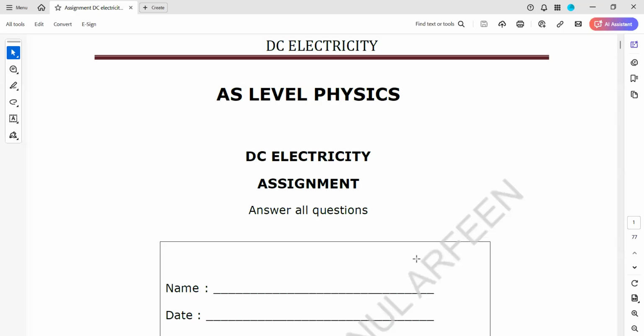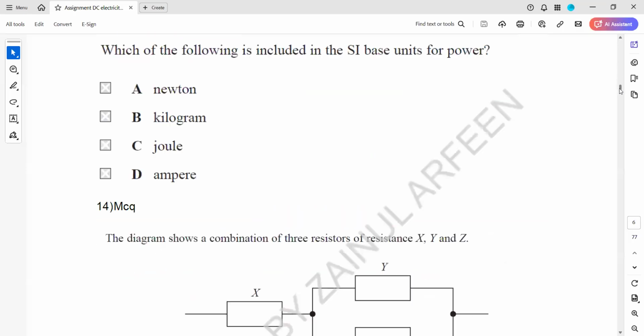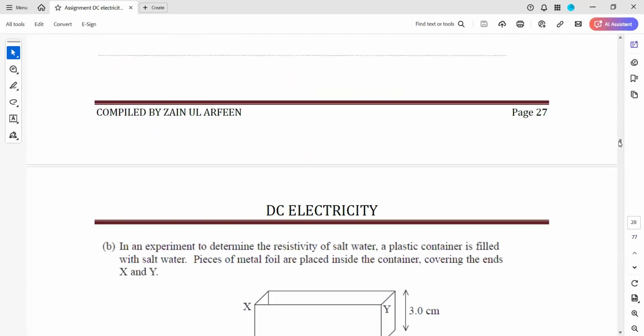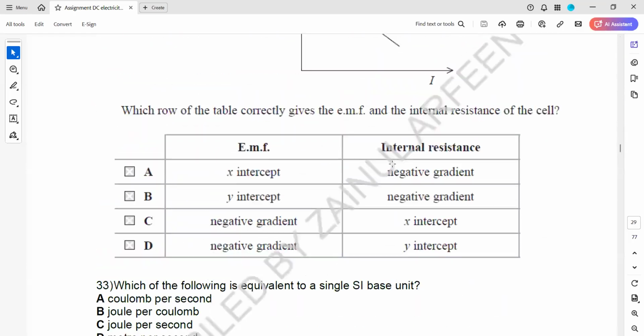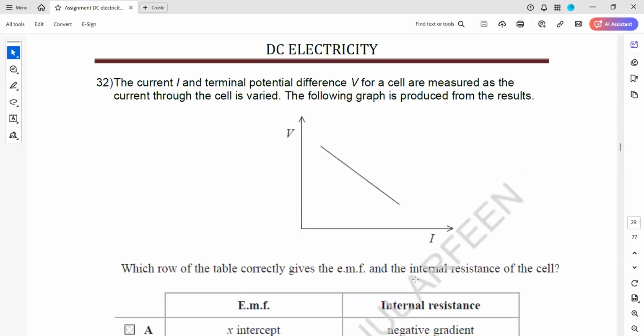The exercise is related to the set 2 exercise on DC electrical circuits. This exercise has MCQs as well as structured questions.